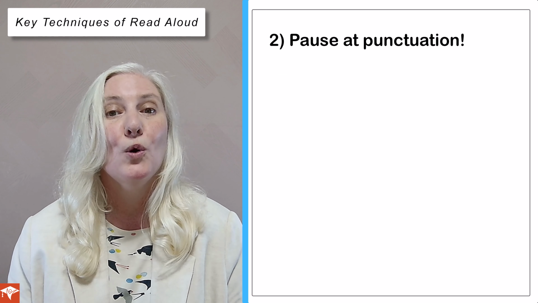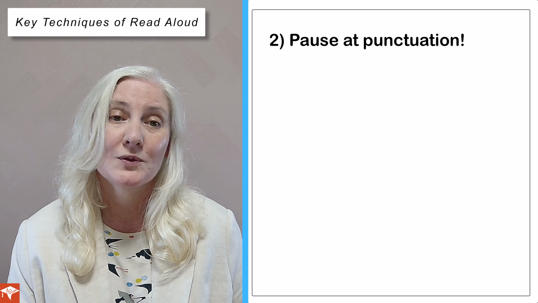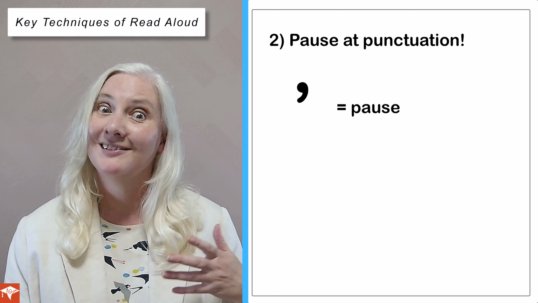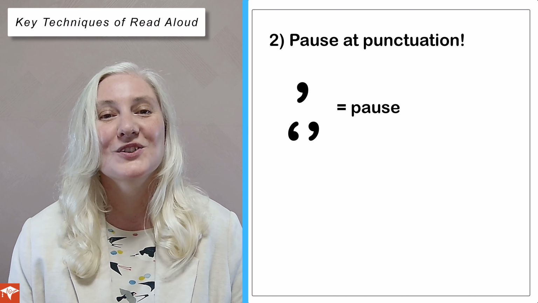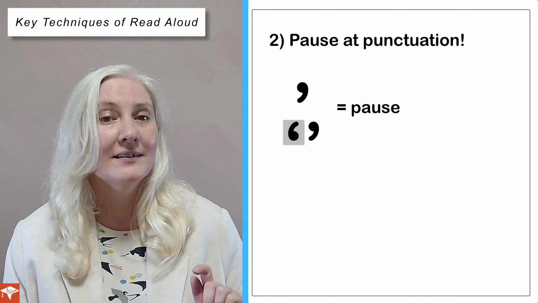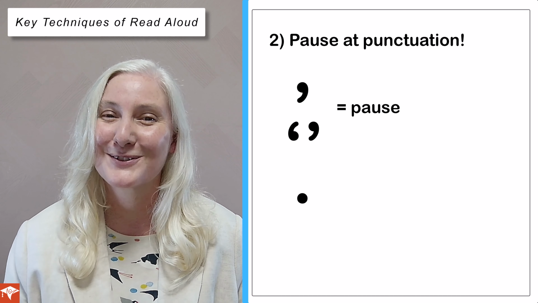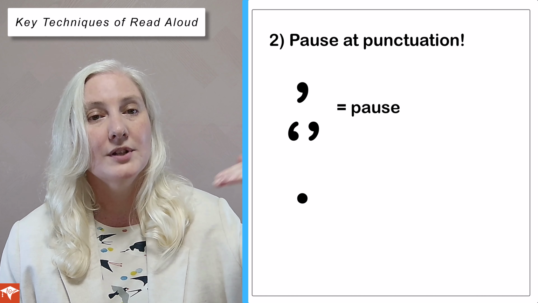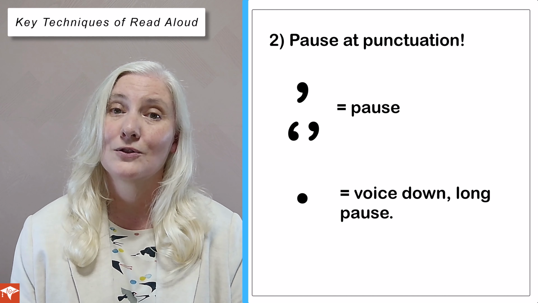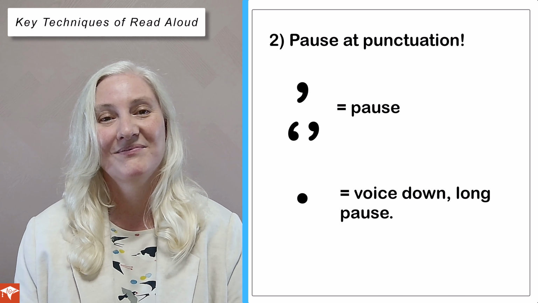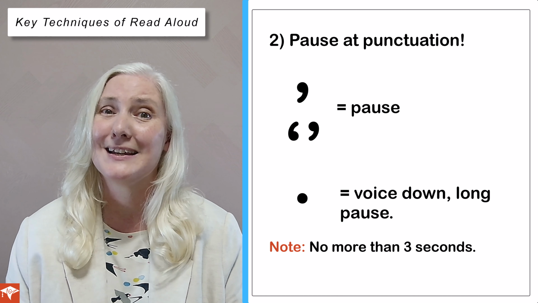Step 2, pause at punctuation. Doing this makes your rhythm more natural too. So if you see a comma, pause a little. If you see other punctuation, like inverted commas, do the same for each one. Pause a little here and here. If you see a full stop, which my American friends call a period, make your voice go down first and pause a little longer. That signals this sentence is finished. So just remember, don't pause for more than 3 seconds. PTE will cut you off.